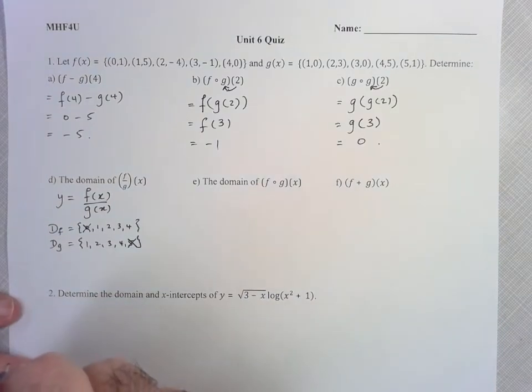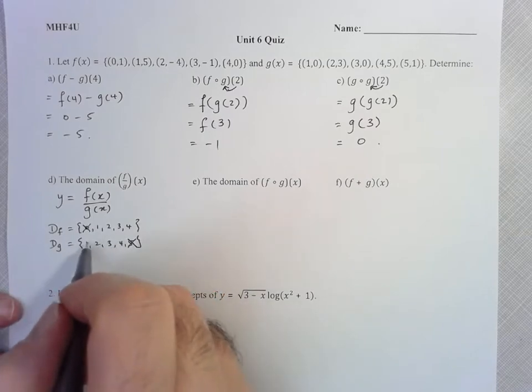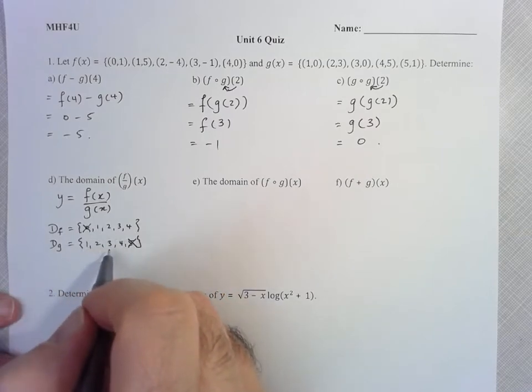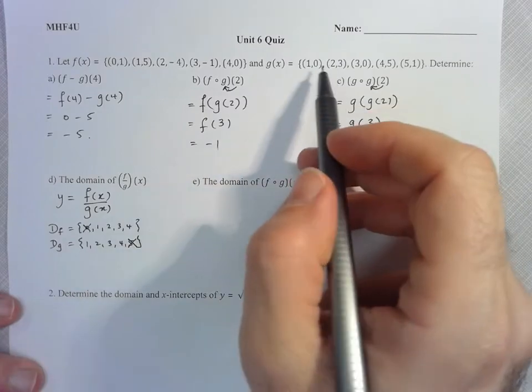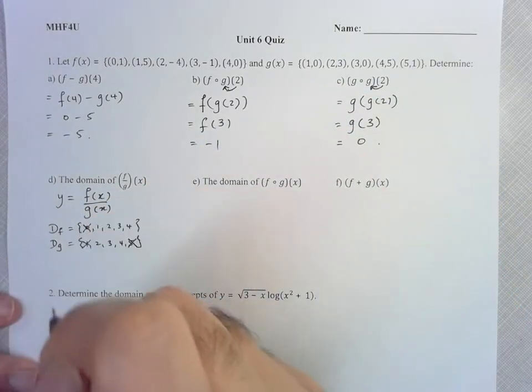Okay, now the other thing I have to check for is, do any of these inputs to g give me an output of 0? Okay, and if we go back up to our function, we see that g at 1 is equal to 0, so we're going to cancel that.